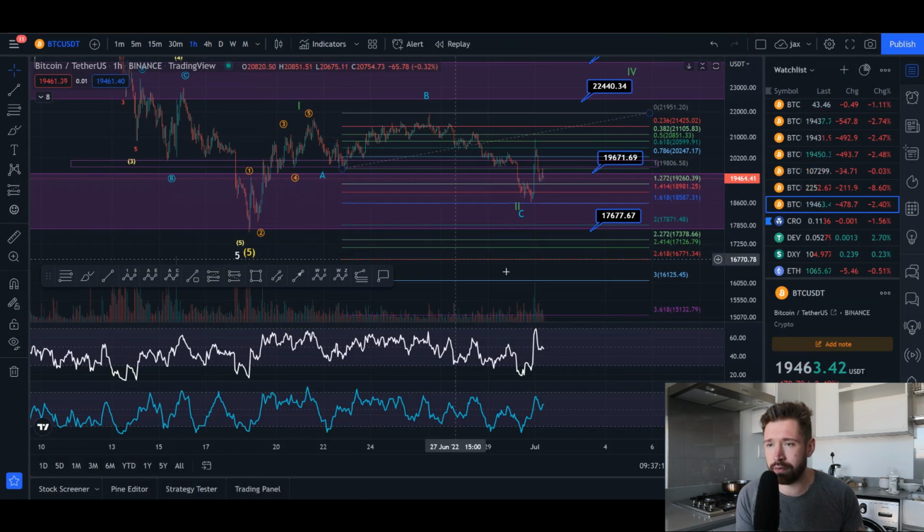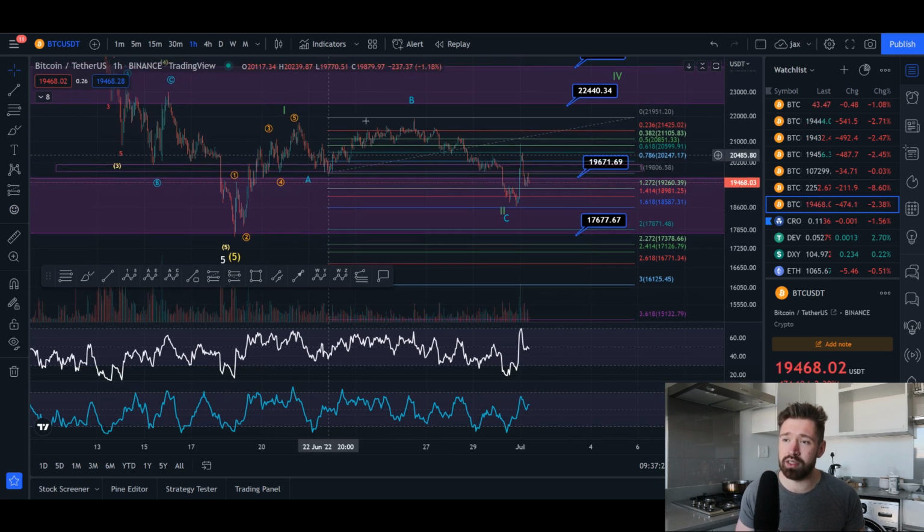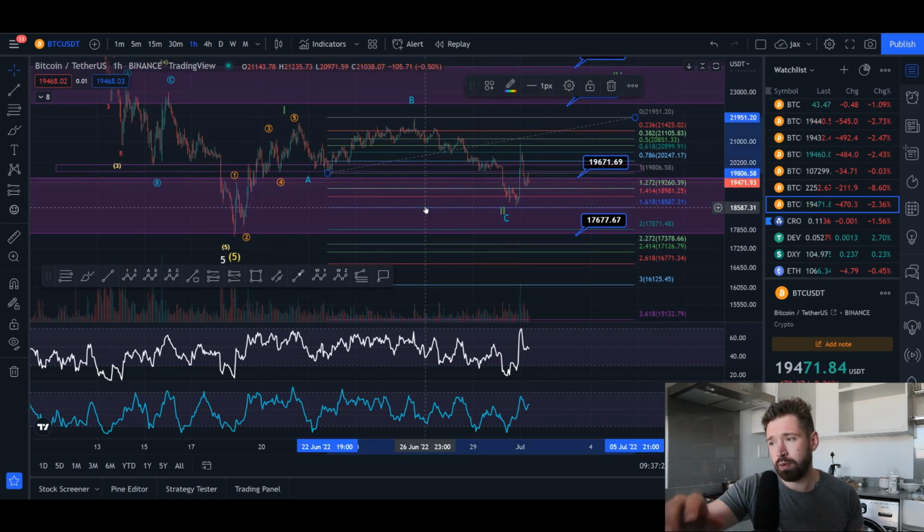We're here on the 1 hour time frame. So I said we need to see a bounce off the 1.414 or the 1.618, and that's exactly what we've seen: a bounce right off the 1.618. So the bullish scenario is that this is an ABC correction. I'm going to take this Fibonacci out.